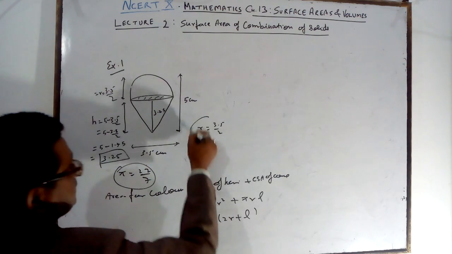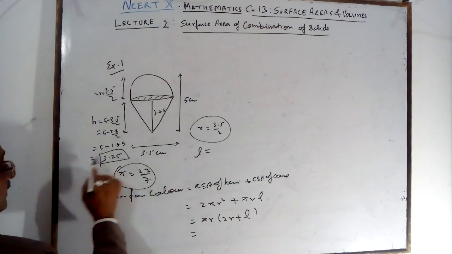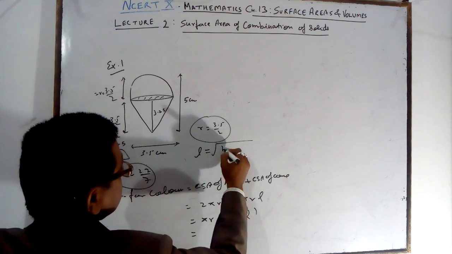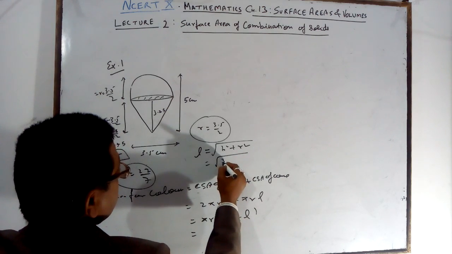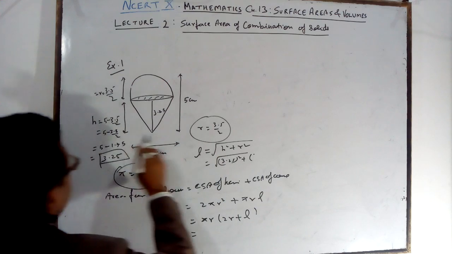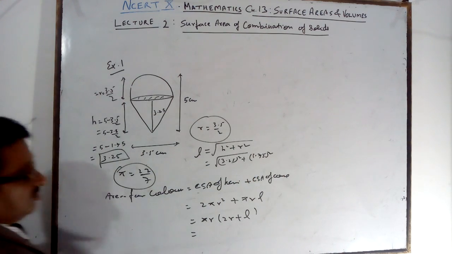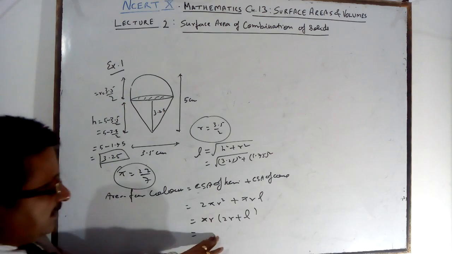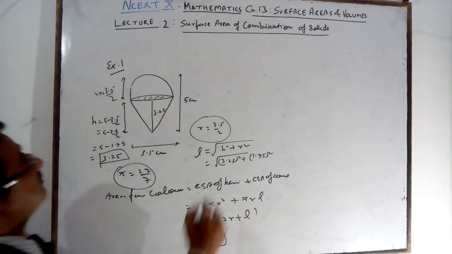22/7, radius is 3.5/2. Slant height will be the square root of h square plus r square. What will you get? H square means 3.25 square plus r square, which is 1.75 square. That you will solve and put this value here. Pi r L, you will get the area for color.